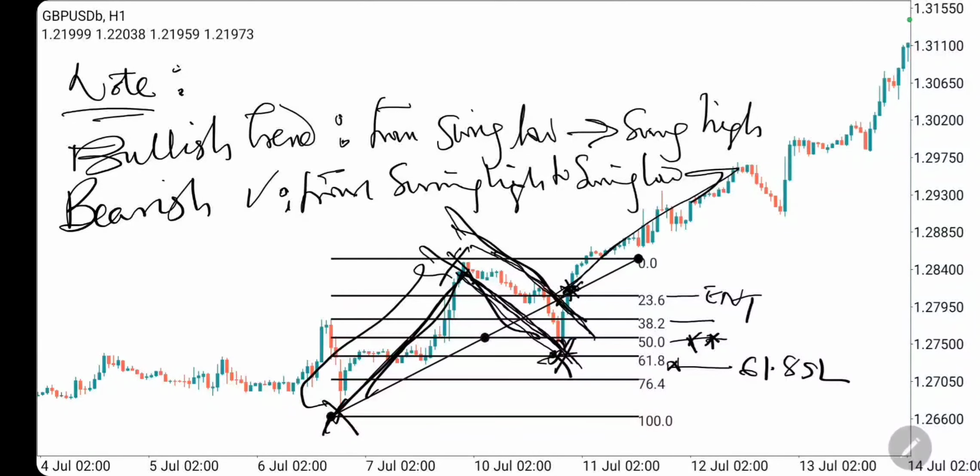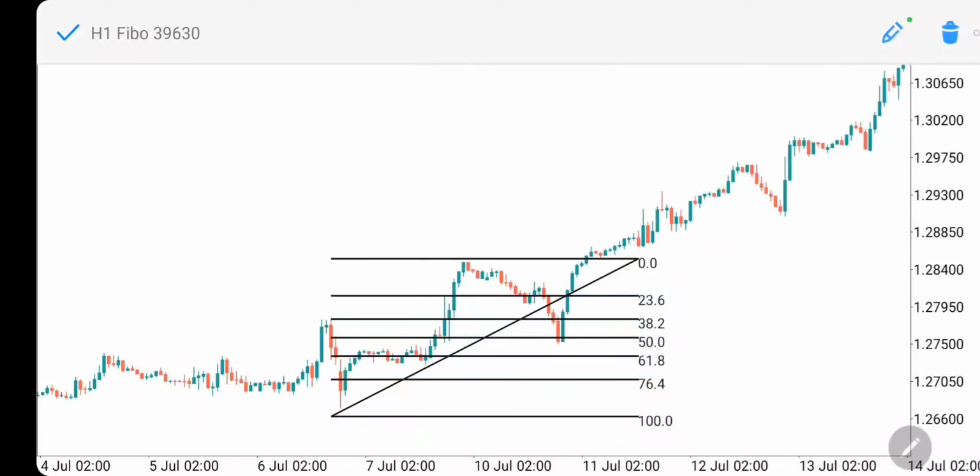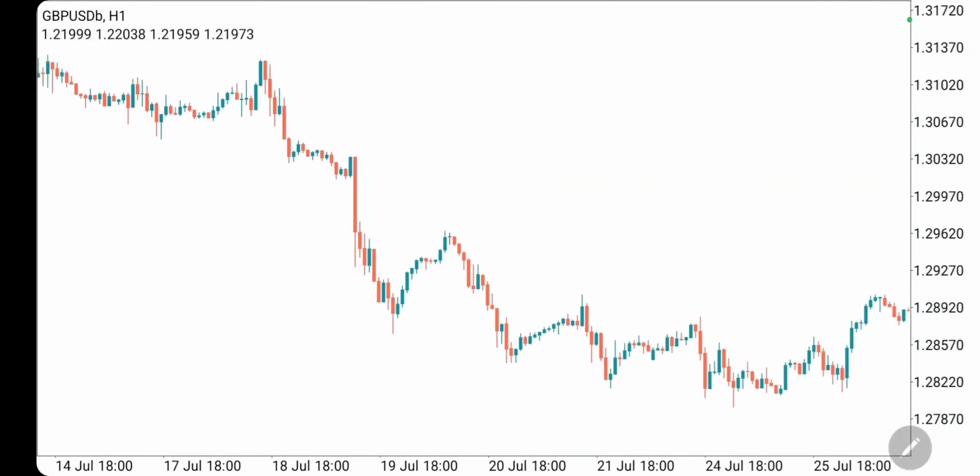All right, so can we see one more example? Let's see one more example. We have done, this is a bullish phase. Let us see if we can get another bearish phase. Let's see if we can get a bearish scenario before we now wrap this up. All right, yes, this is a beautiful one.